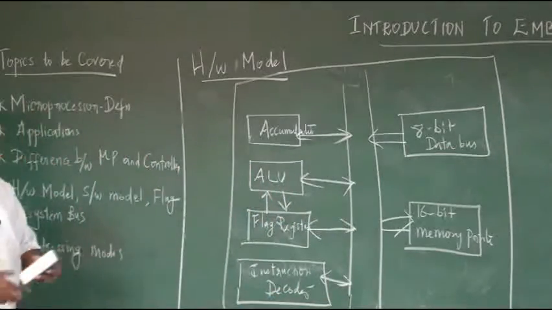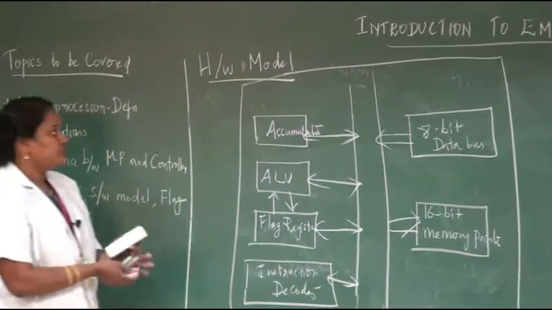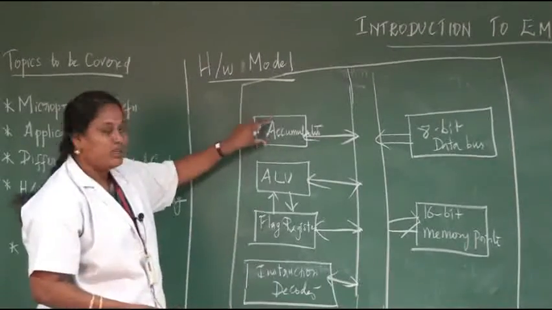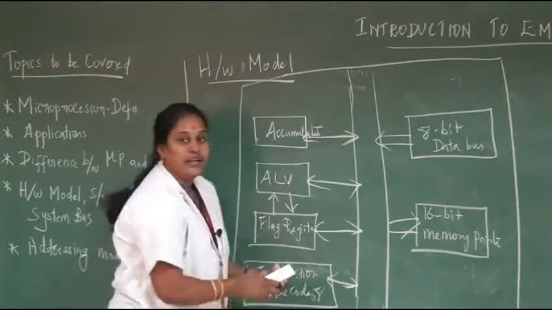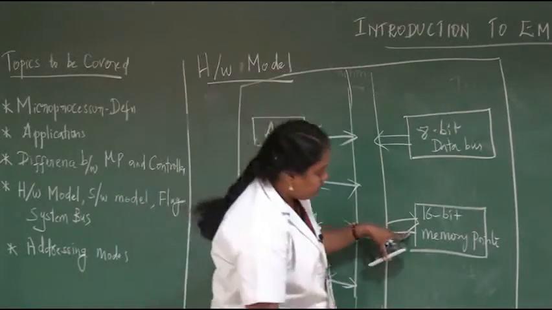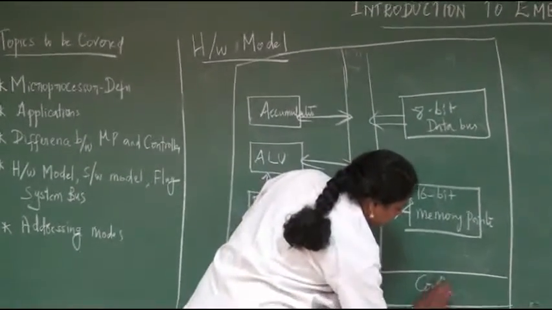And this is the diagram which shows the hardware model of a processor. Okay. It includes an accumulator, ALU, flag register, instruction decoder, an 8-bit data bus, and a 16-bit memory pointer, and it also includes control signals.